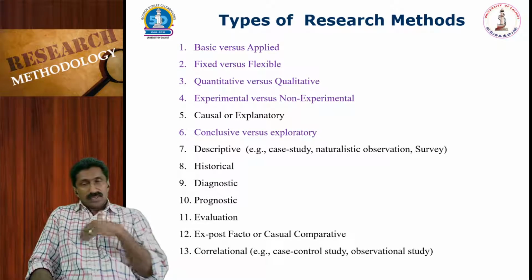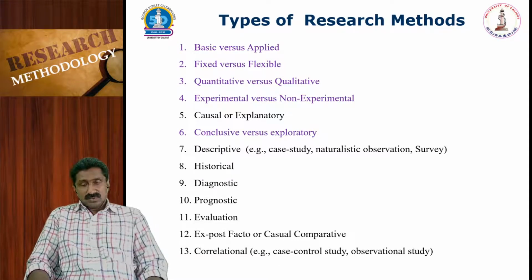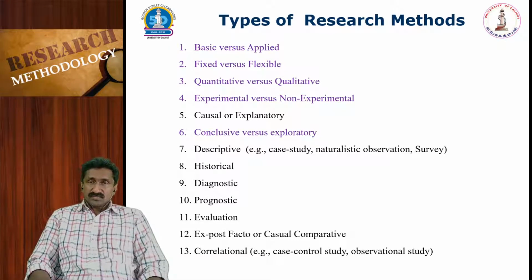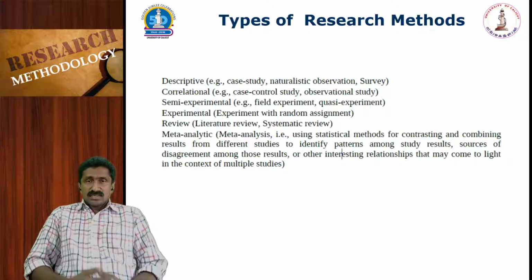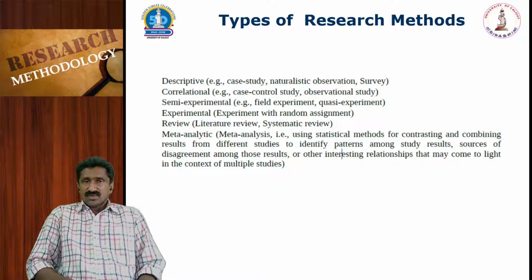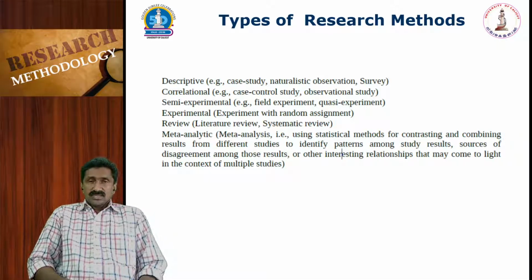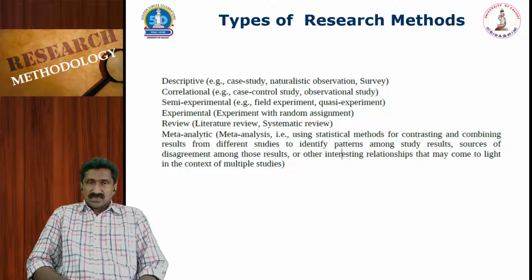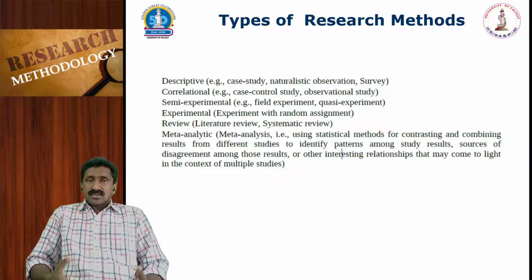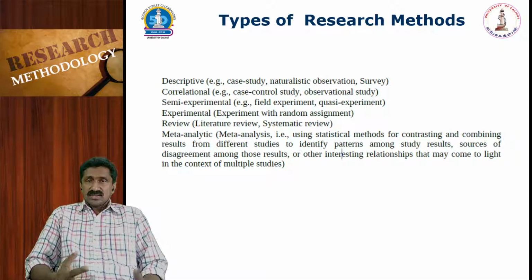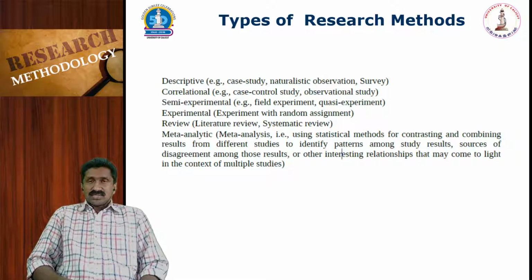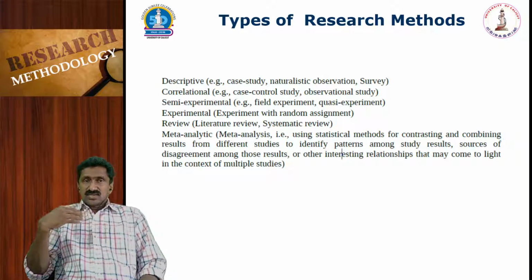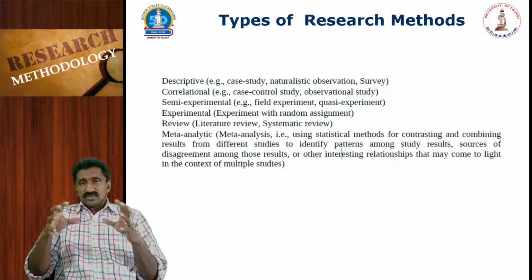You will have a quick look at these different types of methods. This is another slide in which some examples of such methods were given. Basically, descriptive: case studies, naturalistic observations and surveys come under the descriptive category. Correlational means case control studies and observational studies come under correlational methods of research. Then semi-experimental, like field experiment or quasi-experiment, it's not a full-fledged experiment.